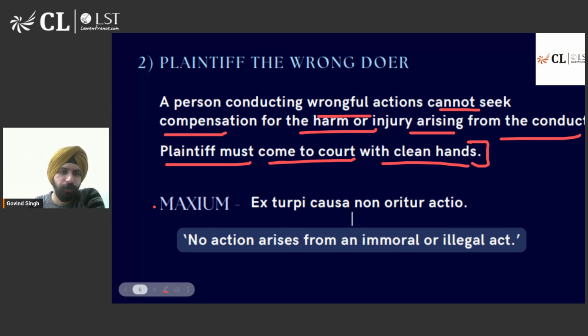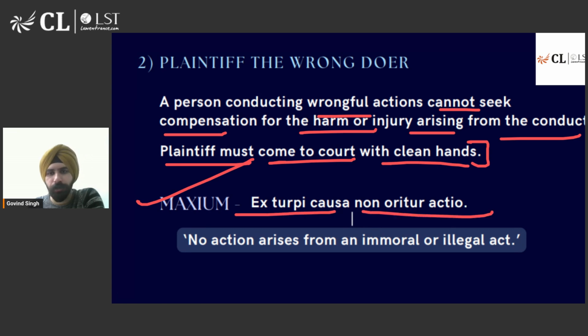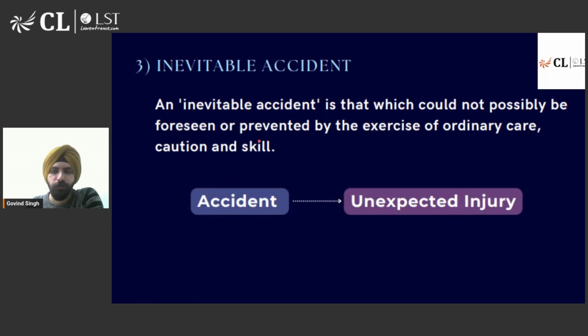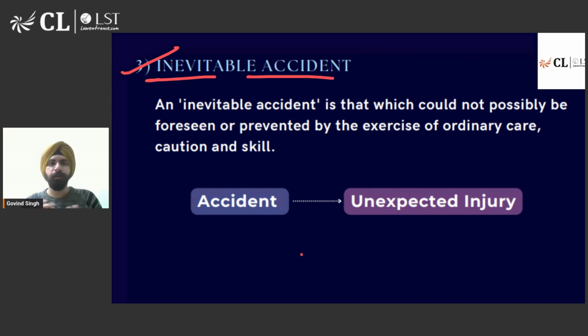This is also related to a maxim, ex turpi causa non oritur actio, which means no action arises from an immoral or illegal act. Simple? All right. Let's move on to the third one, which we did in the previous class, inevitable accident. Simply an accident which cannot be prevented by ordinary caution, by ordinary care. So if you have taken ordinary precautions and you have the ordinary skill and care, still something happens which you could not predict by any means, which you could not prevent by any means, and that results in a tort. In that case, you can take the defense of inevitable accident.